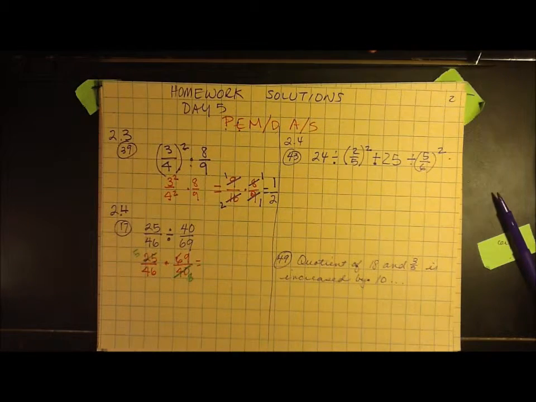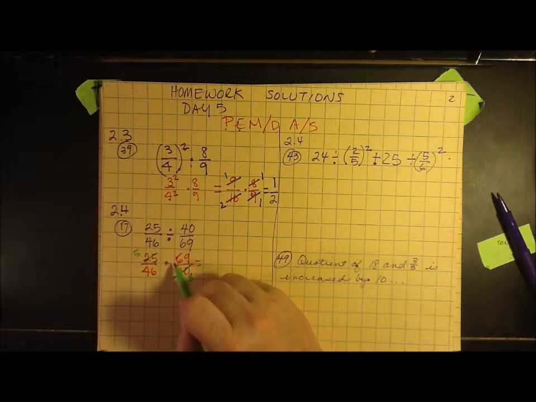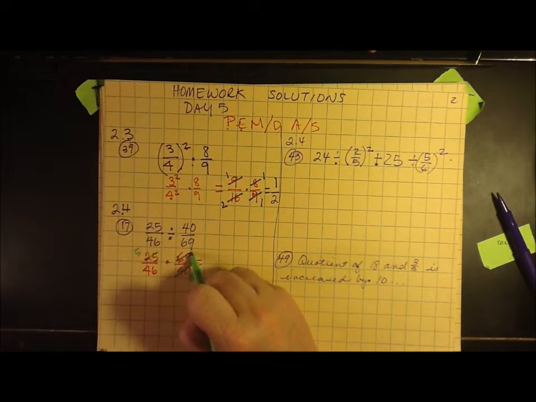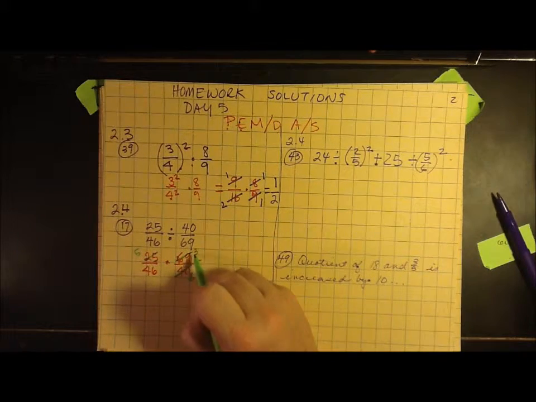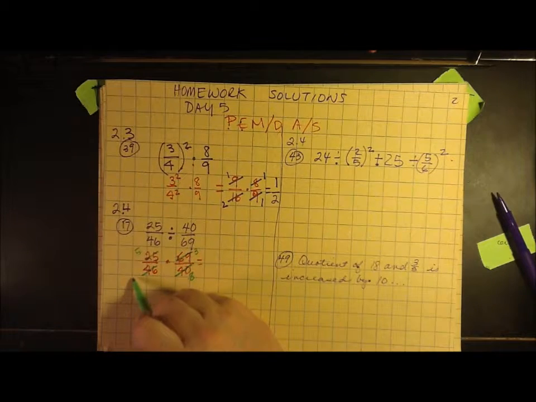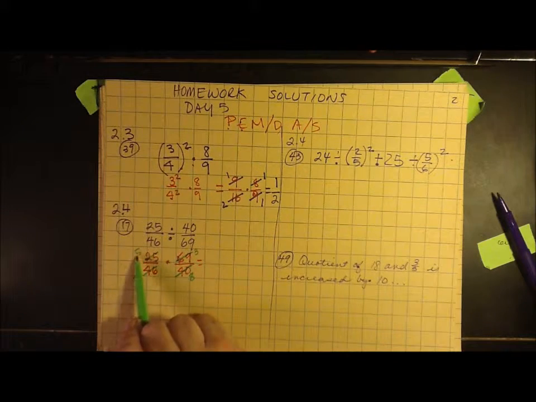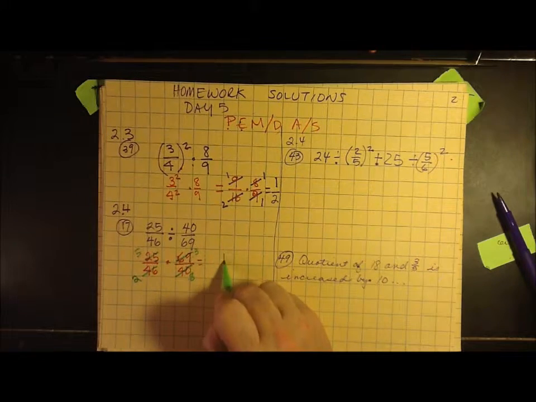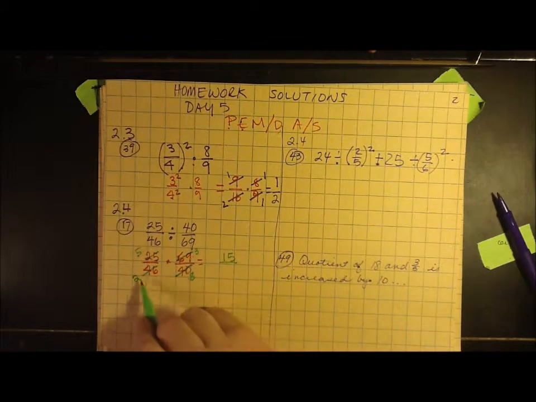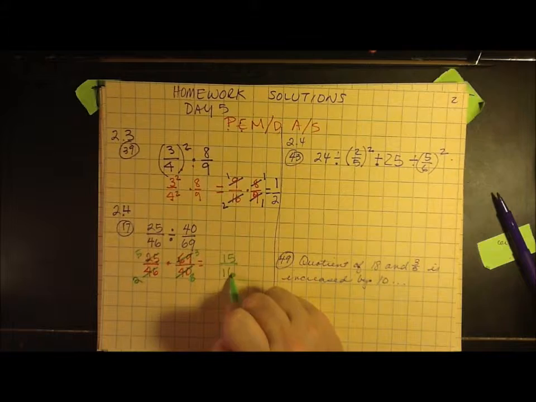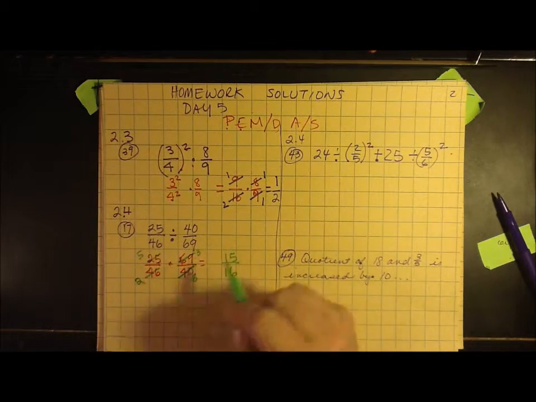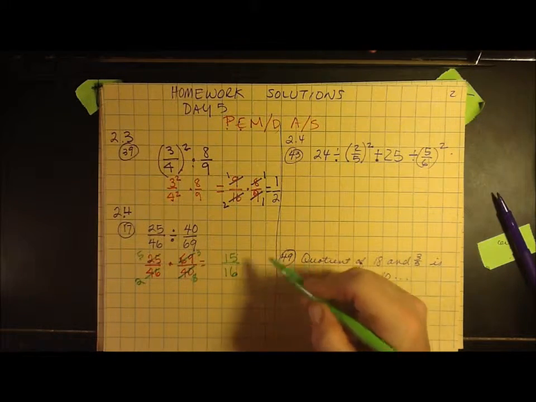Sometimes you have to pull some big numbers out. This is actually 3 times 23, and this is 2 times 23. So I'm going to pull the 23 out and leave behind a 2. So now I'm ready to multiply across. 5 times 3 is 15. 2 times 8 is 16. So my final answer to that is 15/16.